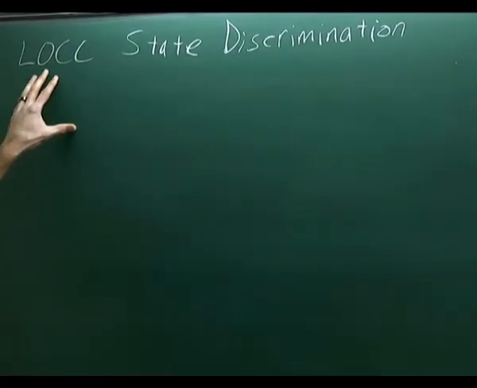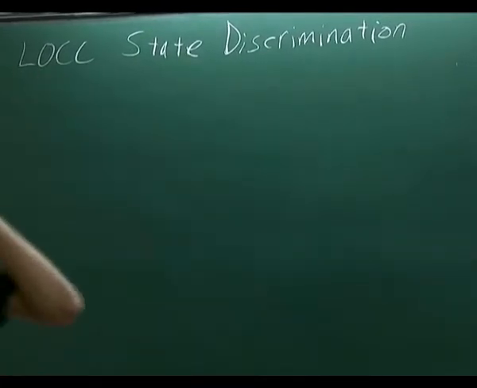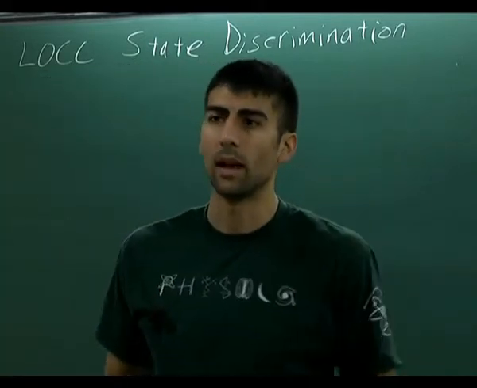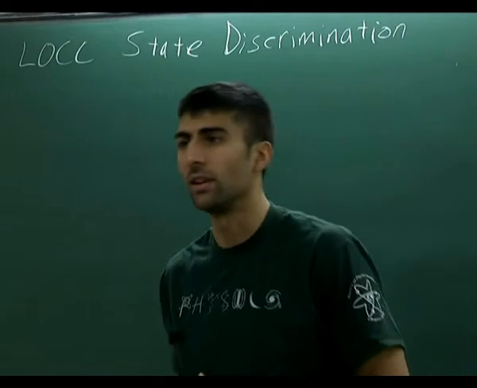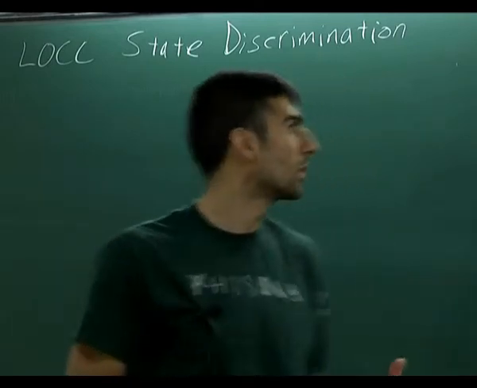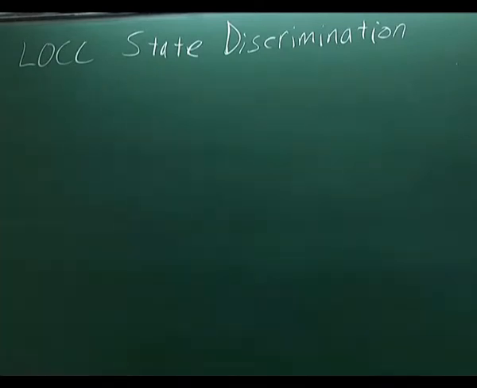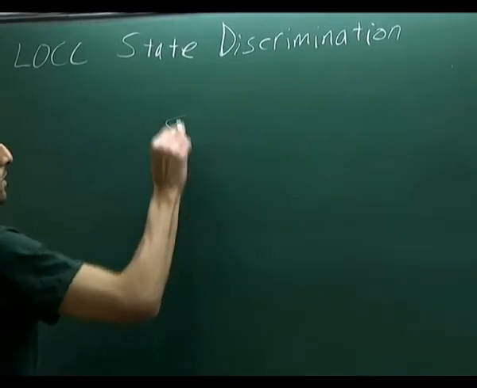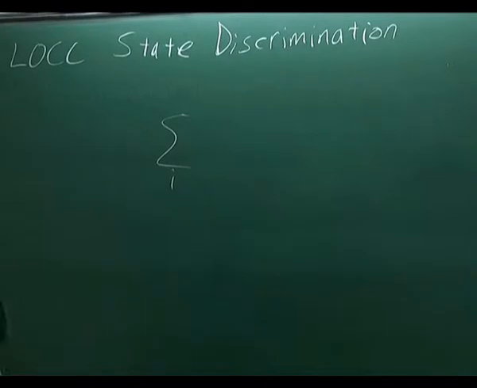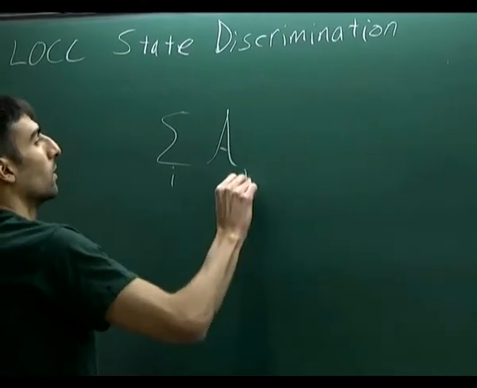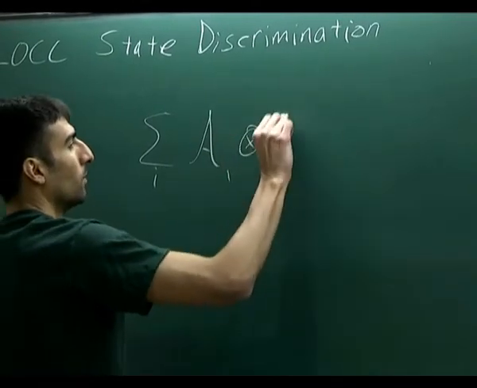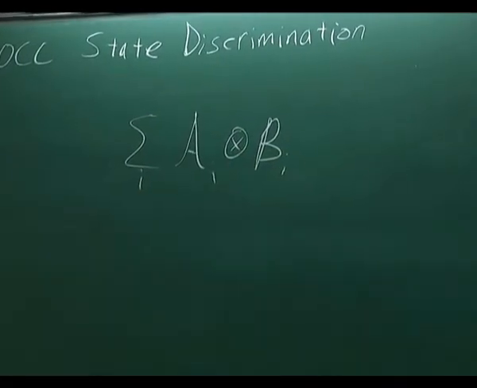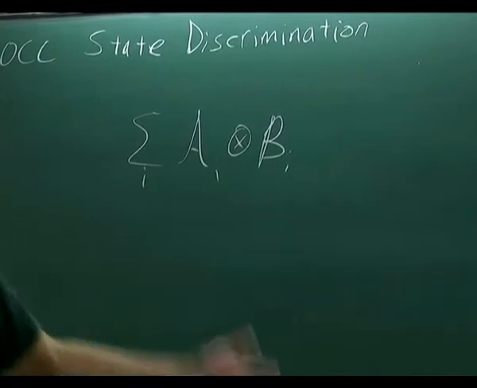Before we get into that, though, I wanted to make one point that I didn't get to in the last lecture, and that is this connection between LOCC and entanglement. So you remember that a separable CP map will take this tensor product form, and you're summing over it.